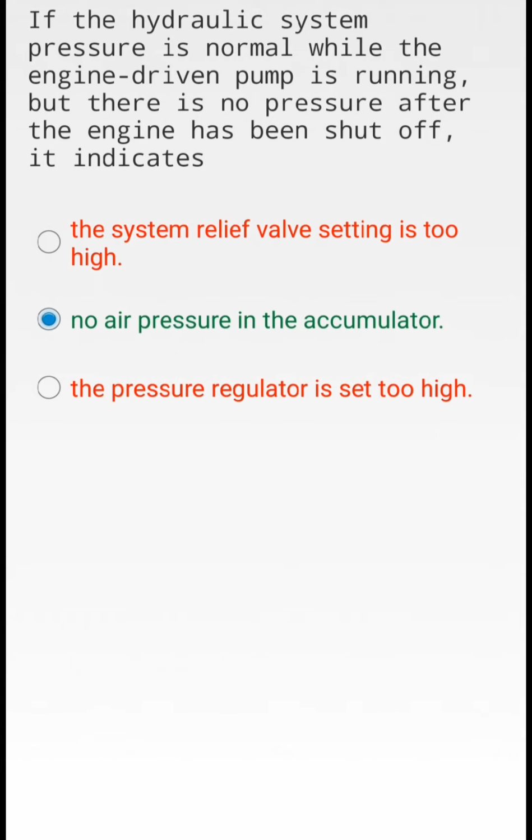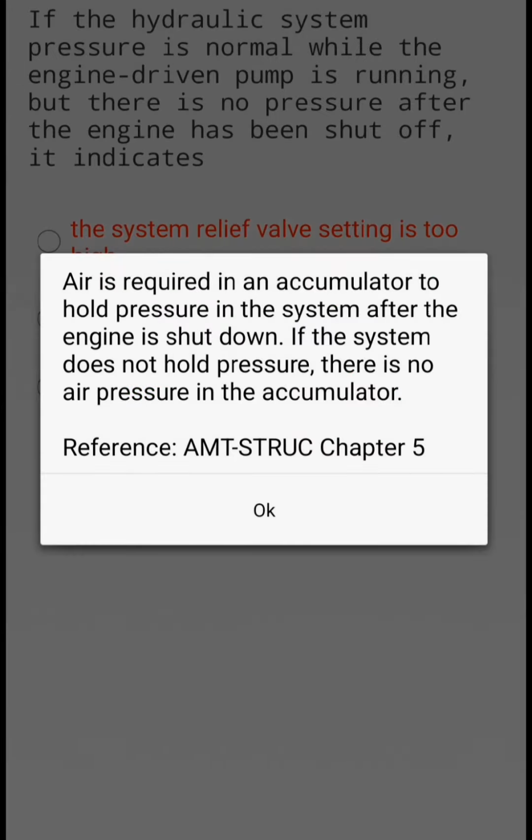If the hydraulic system pressure is normal while the engine-driven pump is running, but there is no pressure after the engine has been shut off, it indicates no air pressure in the accumulator. Air is required in an accumulator to hold pressure in the system after the engine is shut down. If the system does not hold pressure, there is no air pressure in the accumulator.